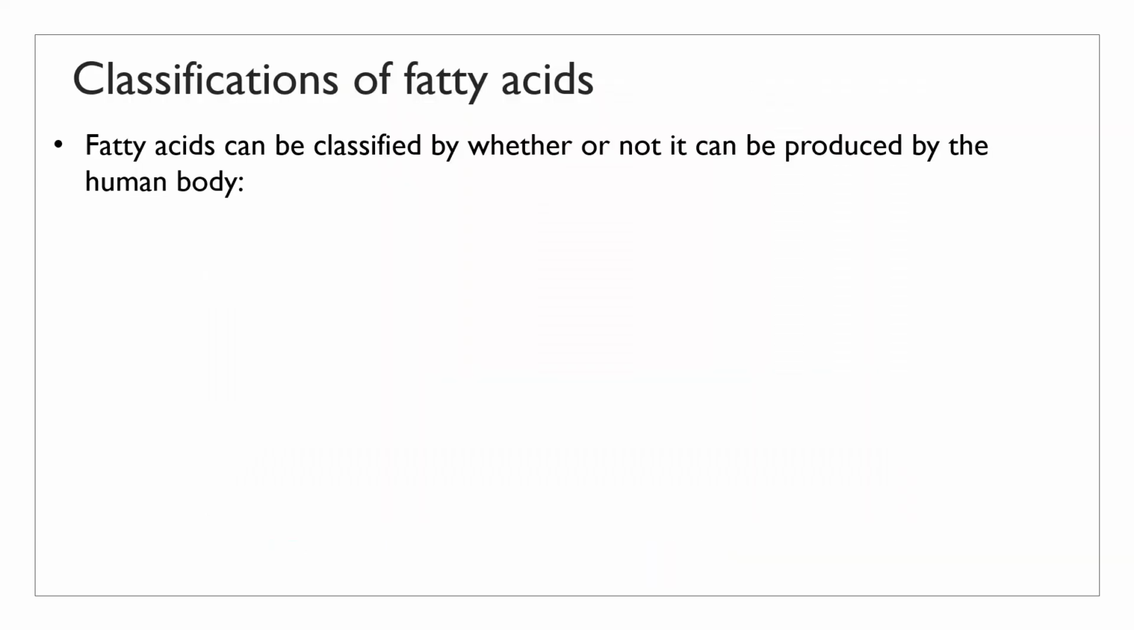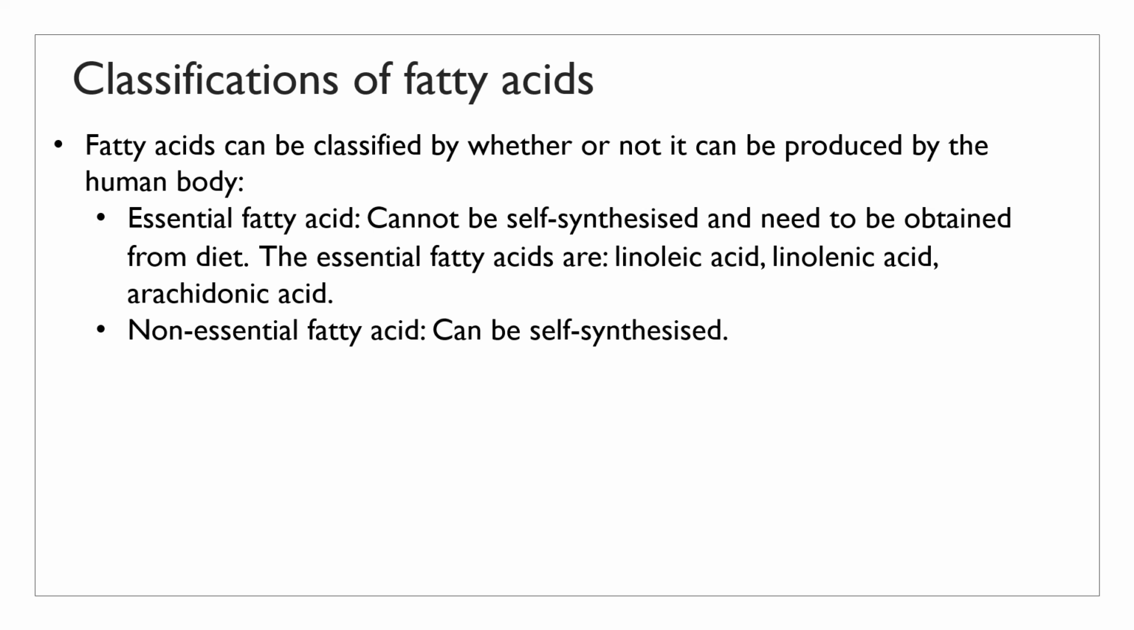So that's the second kind of classification. The third, I think this is the last one, that's the third and last way that you can classify fatty acids, depending on whether or not it can be produced by the human body. The general rule of thumb is that anything that's considered essential is essential because you cannot make it yourself. So essential fatty acids are basically the fatty acids that the body cannot synthesize, so they need to be obtained from diet.